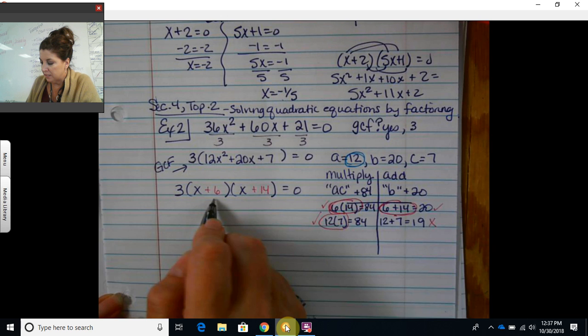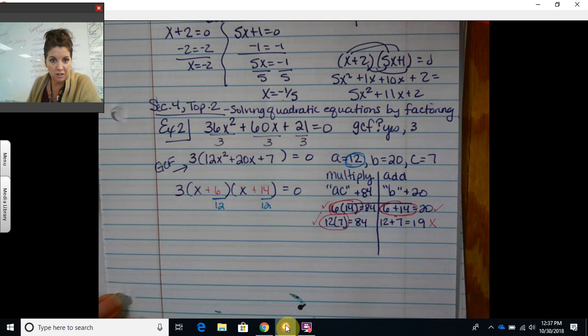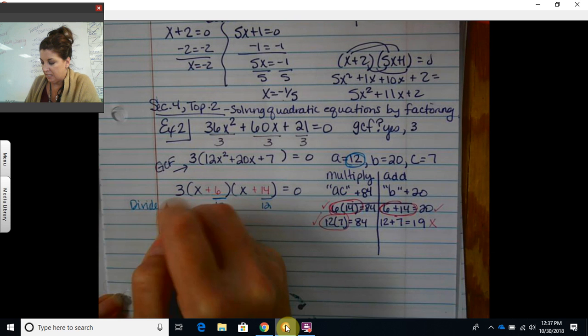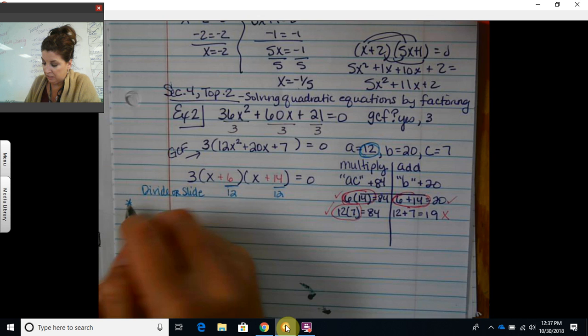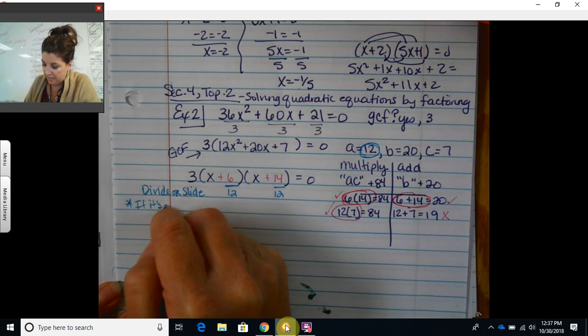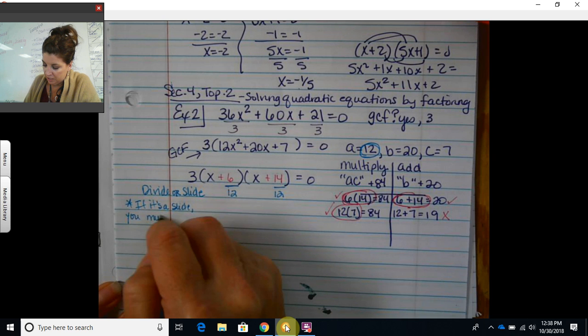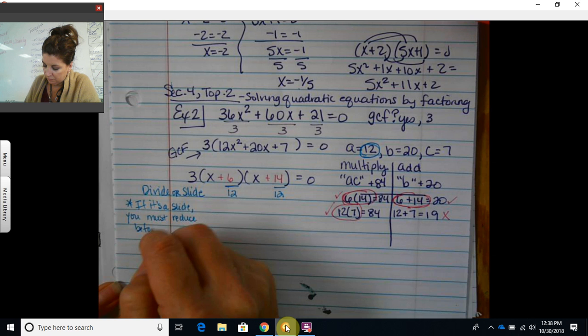We are going to try to divide both of the numbers that we took out of the T-chart by whatever A is. This is where we get the name divide and slide. Really, it should be called divide or slide. Now, if it's a slide, you must reduce before you slide. You just make a little note of that. If it's a slide, you must reduce before you slide.